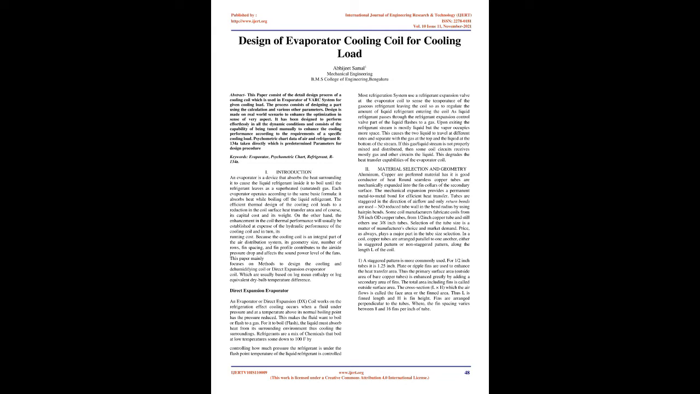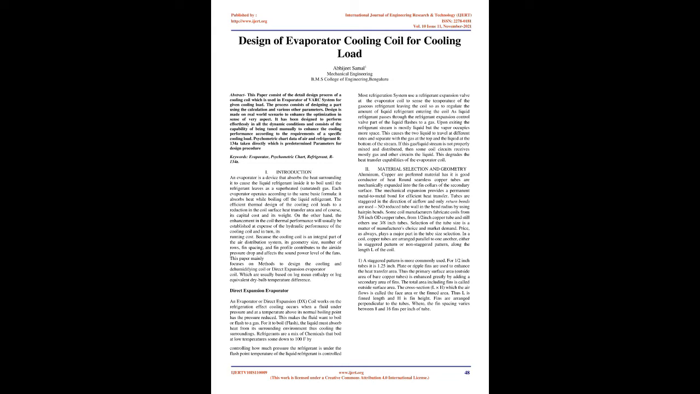On the other hand, the enhancement in the coil thermal performance will usually be established at the expense of the hydraulic performance of the cooling coil and, in turn, its running cost. Because the cooling coil is an integral part of the air distribution system, its geometry, size, number of rows, fin spacing, and fin profile contribute to the airside pressure drop and affect the sound power level of the fans. This paper mainly focuses on methods to design the cooling and dehumidifying coil or direct expansion evaporator coil, which are usually based on log mean enthalpy or log equivalent dry bulb temperature difference.